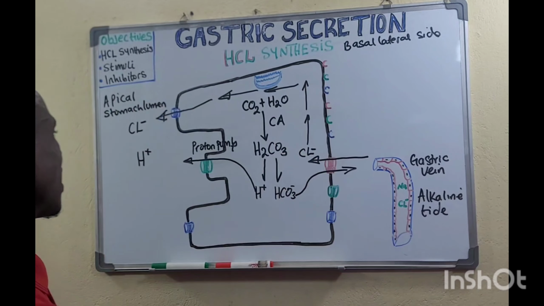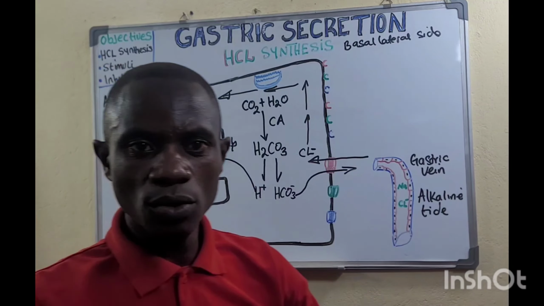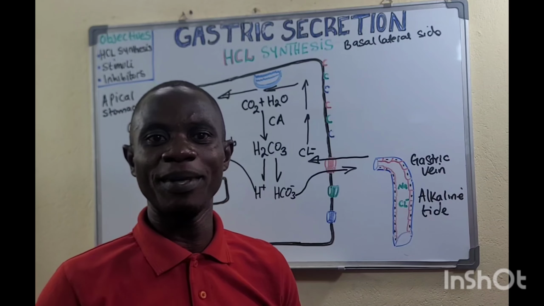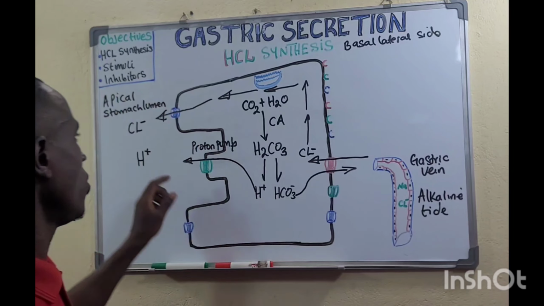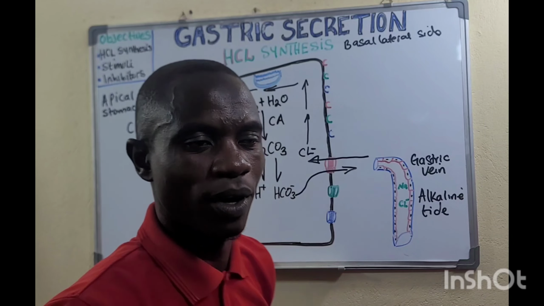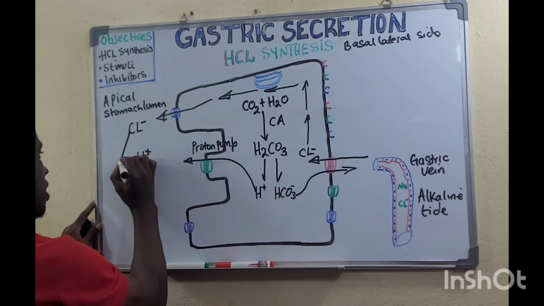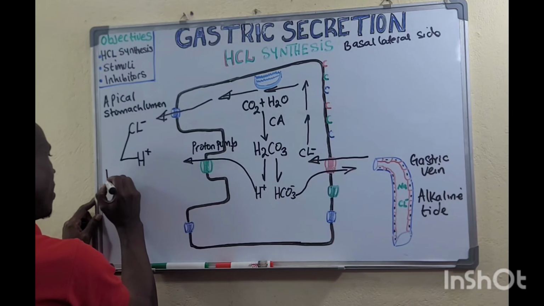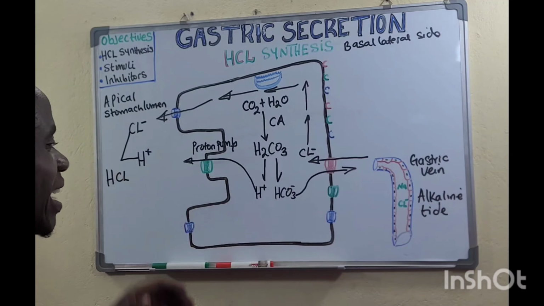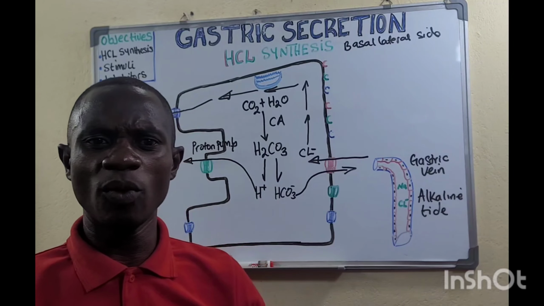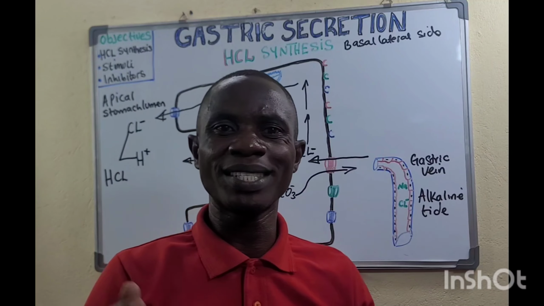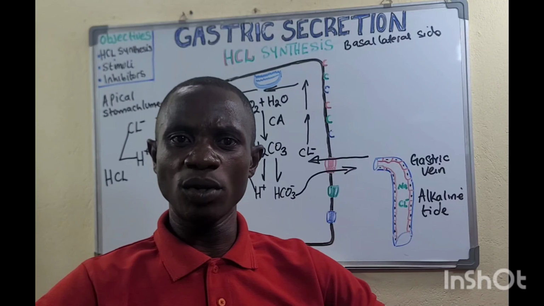Now when these two meet, they create one of the most important, beautiful babies, which is baptized with the name hydrochloric acid. So when these two meet, they create a baby we call hydrochloric acid. Of course, this hydrochloric acid does a lot of metabolic processes, including chemical digestion, like the denaturation of protein, activation of pepsinogen to pepsin, and the killing of the microbes that have come along with the food.